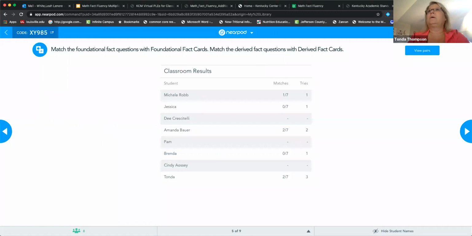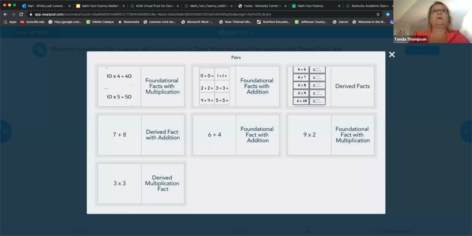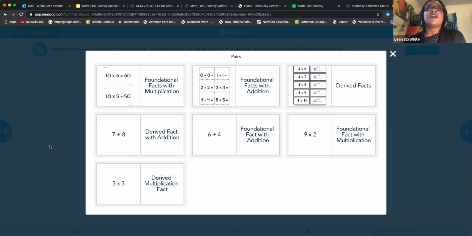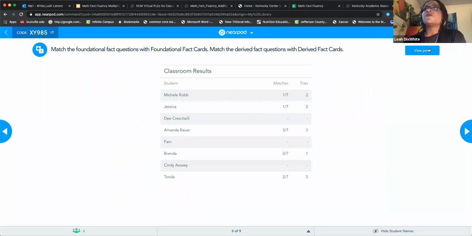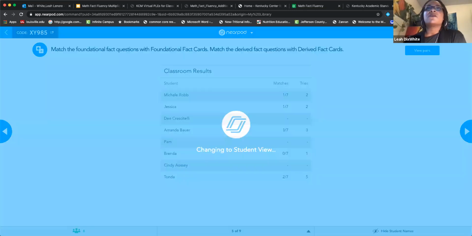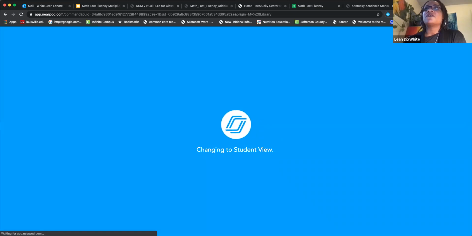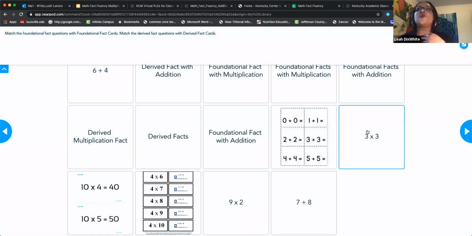So I need to change my view to C. Okay, so I'm hoping I'm sharing the right thing. There's different views you can use with this, and so I'm playing around so that I can show your view.